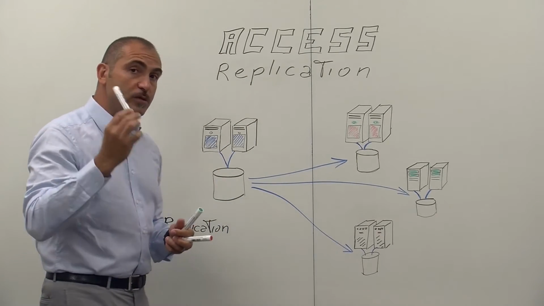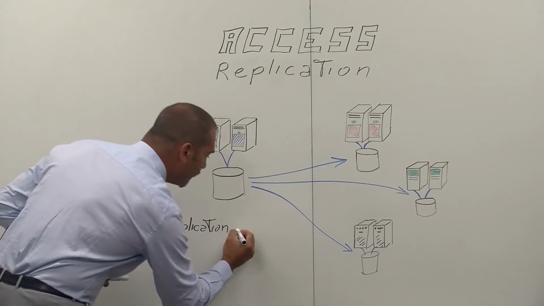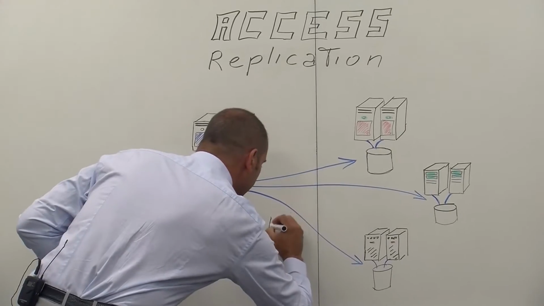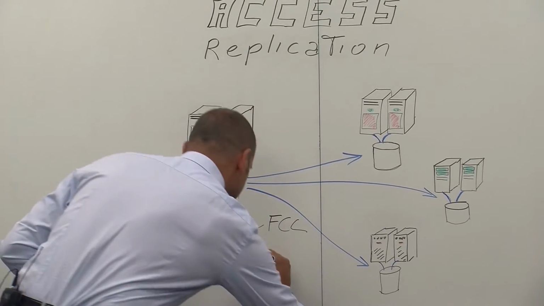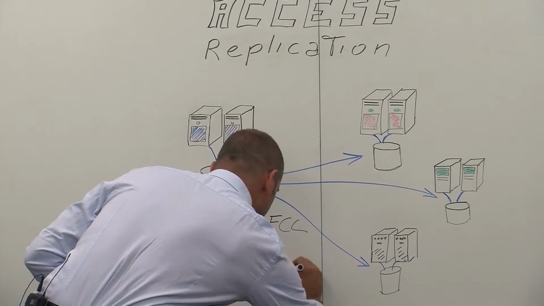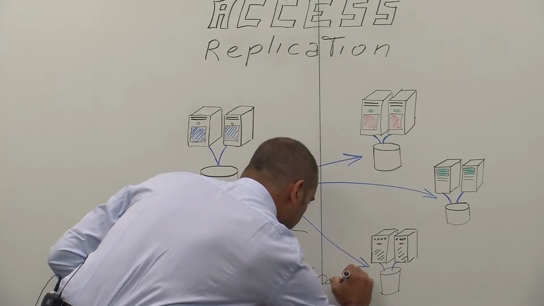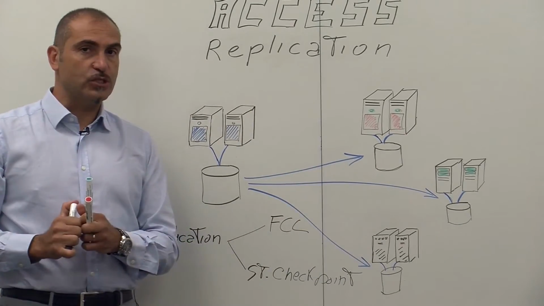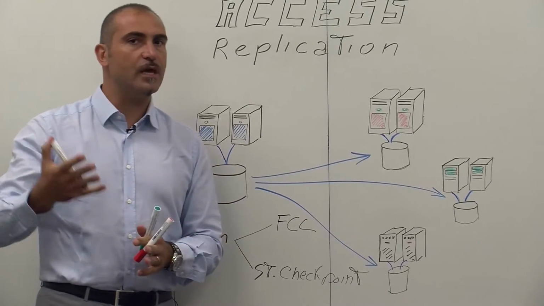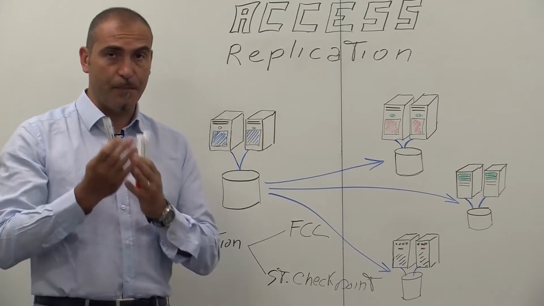And we use two particular features of InfoScale storage. We use the file change log, and we use the storage checkpoint. Now, how do we use the file change log and the storage checkpoint? Well, we have to say that the replication in Access is incremental and periodic.